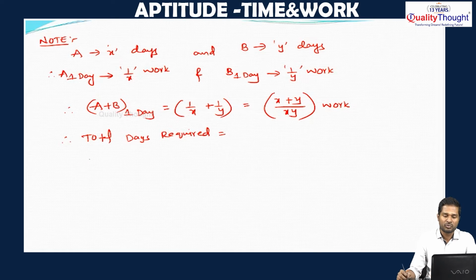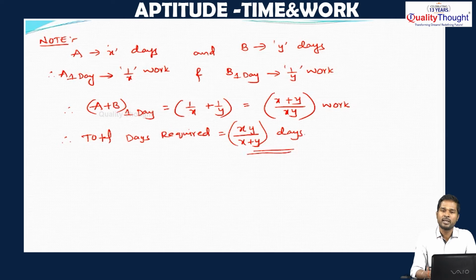Now, see the 1 day work of A and B together is x plus y by xy. So, if you take the reciprocal of it, that is, you write it upside down, it is xy by x plus y days. So, A and B will complete the work in xy by x plus y days if they work together. So, this is the thing we will use in solving many questions. We will see the shortcut also, how to solve the questions, but remember this formula.